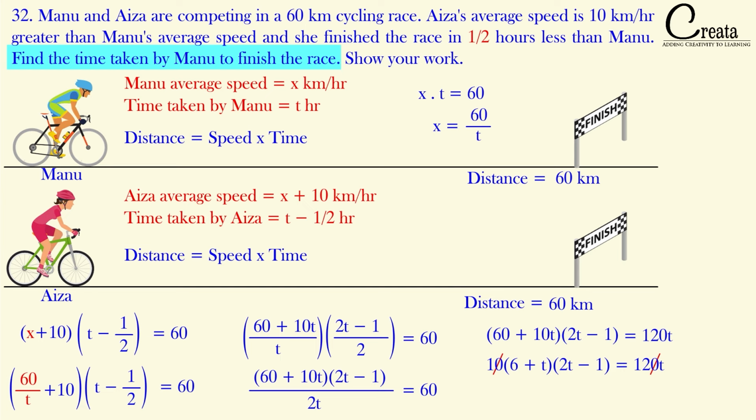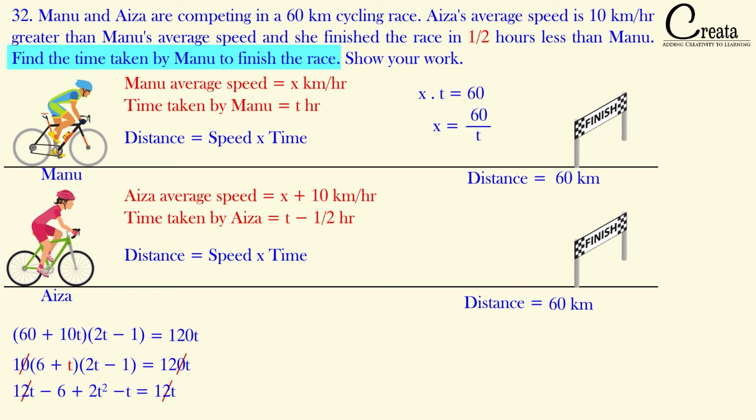Further, let's open the bracket. (6 + t) into (2t − 1). Firstly, let's multiply it with 6. It will be 12t minus 6 plus, let's multiply this term with t. It will be 2t square minus t. 12t and 12t will cancel out. So we got the equation as 2t² − t − 6 = 0. This is a quadratic equation.